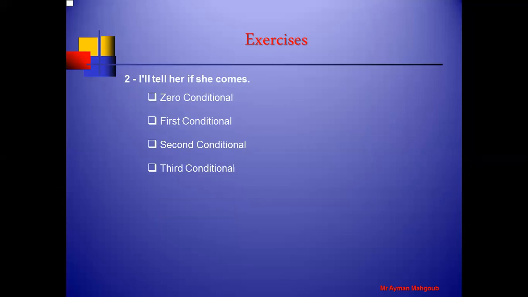I'll tell her if she comes. Zero, first, second, third. This is the first condition. Great, Maryam and Rawan and Habiba. First conditional, of course. Grammatically it's very clear: if comes is present simple and will tell is future simple, so it's a first conditional. But we also have a different meaning, so we use the first conditional, not zero. If she comes, I mean if she comes today, I'll tell her.